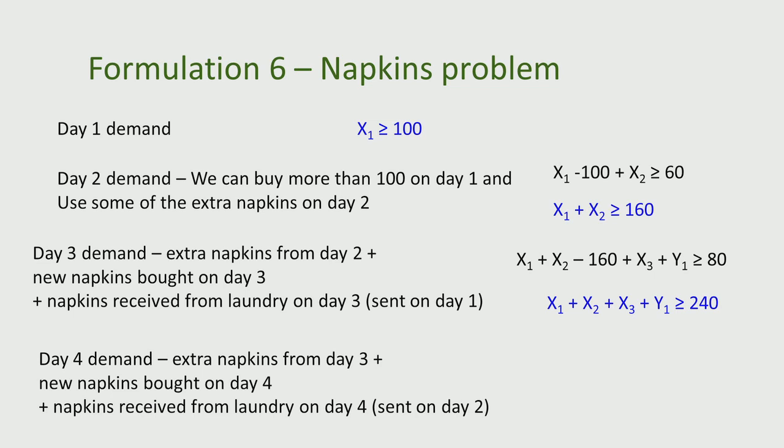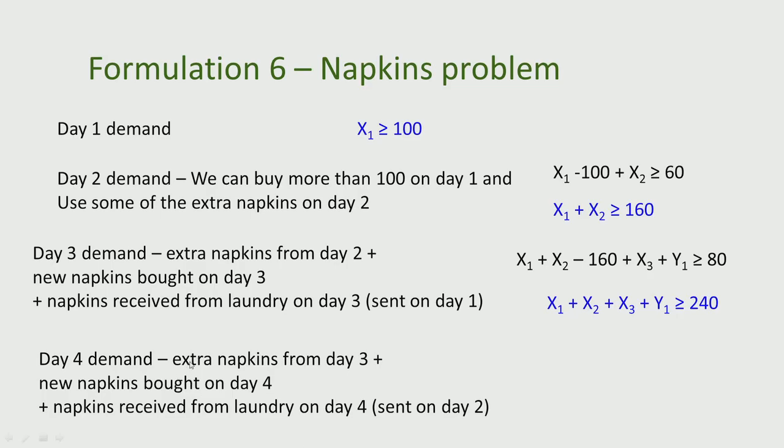New napkins bought on day 4, napkins received from laundry on day 4 that were sent on day 2. So, there are 3 sources, and we also have to bear in mind that the extra napkins that are available, unused napkins available at day 3 now can be new napkins, can also be some of the napkins that have come on the earlier day and have not been used.